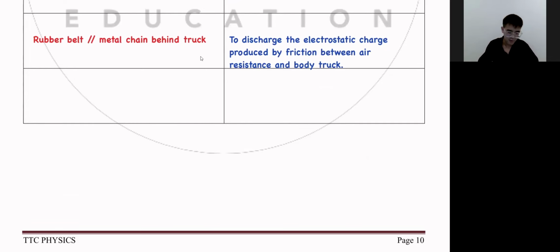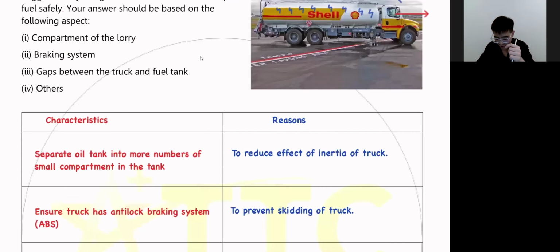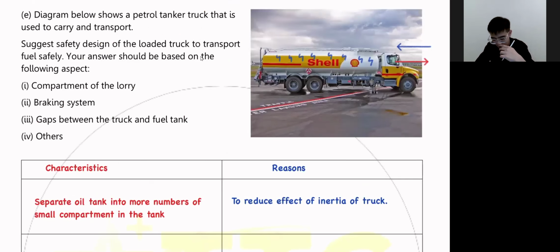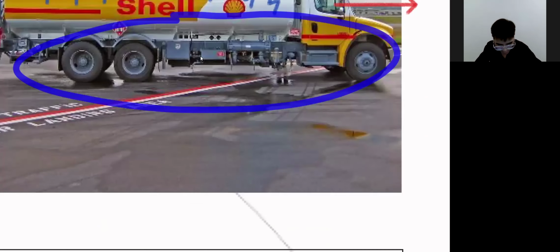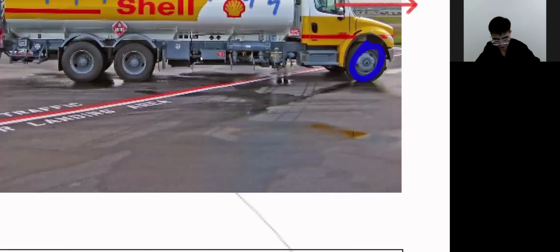Clear? So last one. Any answers you guys want to suggest that can make this oil tanker truck safer? Now, there's another one. Let me tell you this one. It is by increasing the number of tires of the truck. Have you guys noticed all these oil tanker trucks have a lot of tires? And in the diagram here, you can see there are 3 tires on each side.